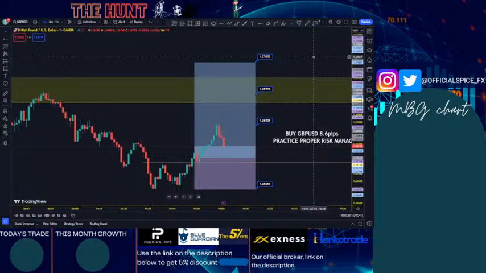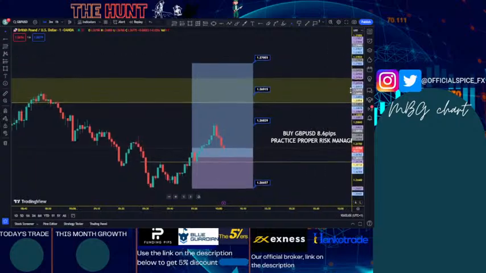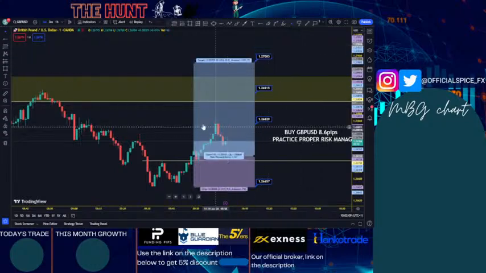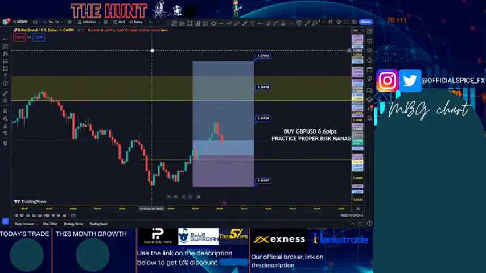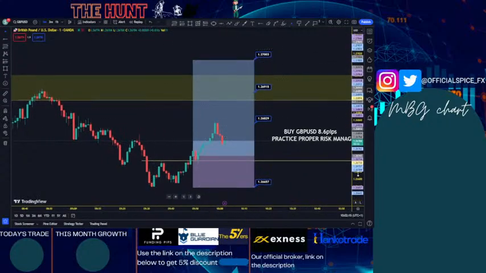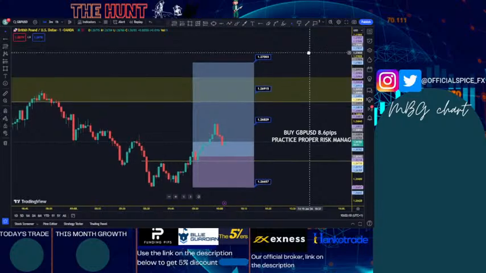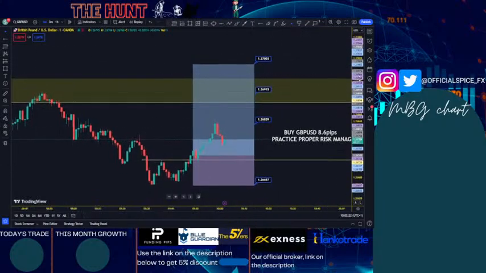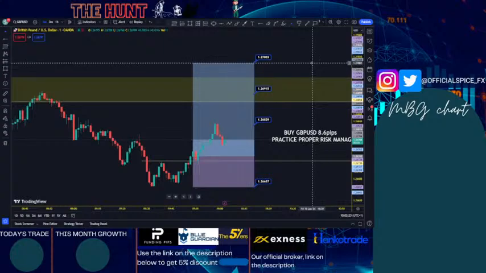Let's see how this goes. I hope it doesn't tap our break even level before pushing back up. If it moves back to this point right here, I'm going to close the extra position. But whatever happens right now, we're already in profit, so we've already secured some profit. This trade is a risk-free trade, so we're good, whatever happens.